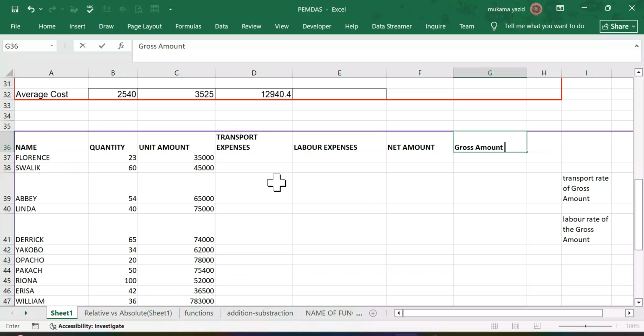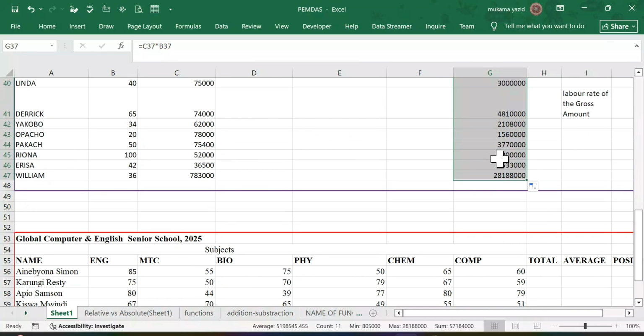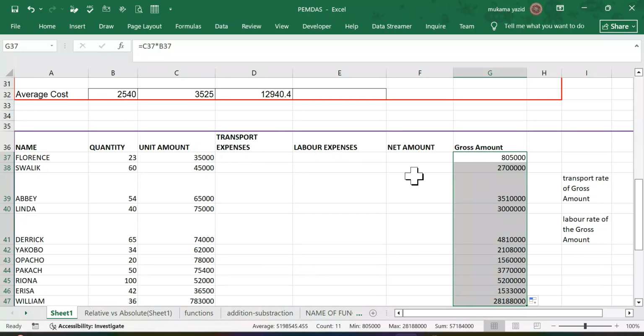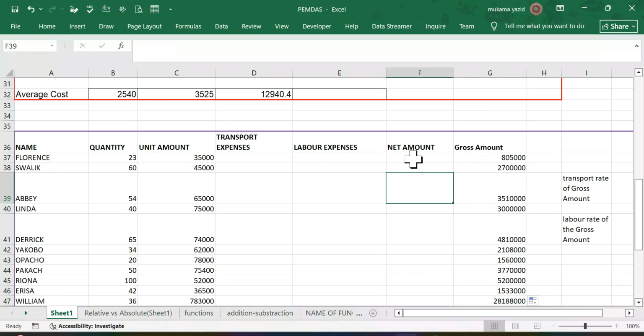From there, what we can say, if we want to get gross amount, we shall just say gross amount is equal to unit amount, that is price for a single item, times how many items you have to get the total cost, that is the quantity. So when you get the answer, you do autofill to get the rest of the answer. Just double click to do autofill.